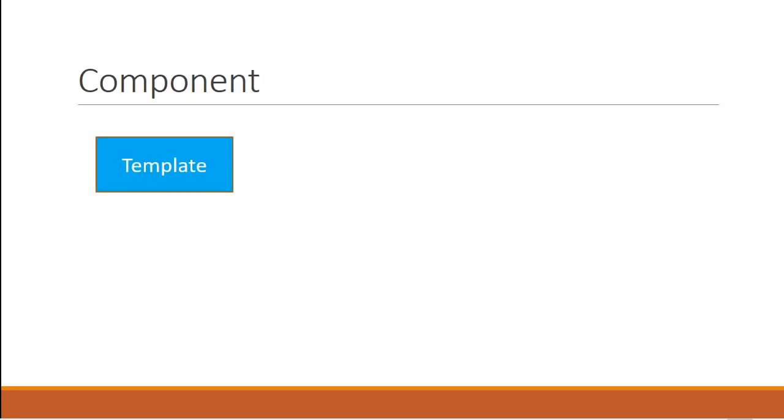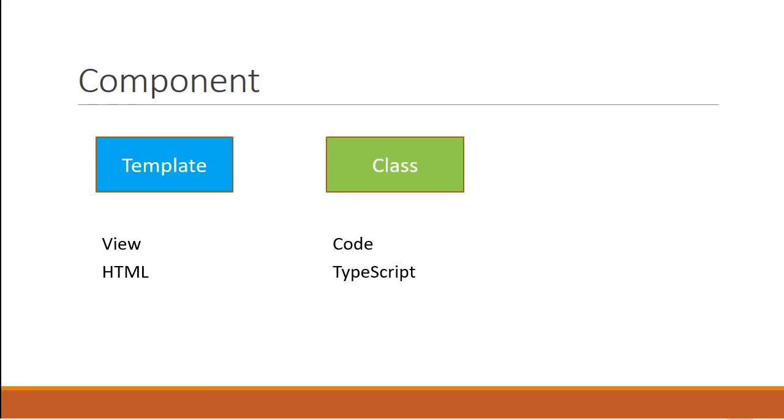The first one is a template which represents the view. This is created using HTML and will be the user interface for your application. Next, we have a class which is nothing but code that supports the view. And this is created using TypeScript. The class, like any other programming language, contains data properties and methods that can be used to control the logic of the view. For example, we can have a method to show or hide an element based on the value of a property.